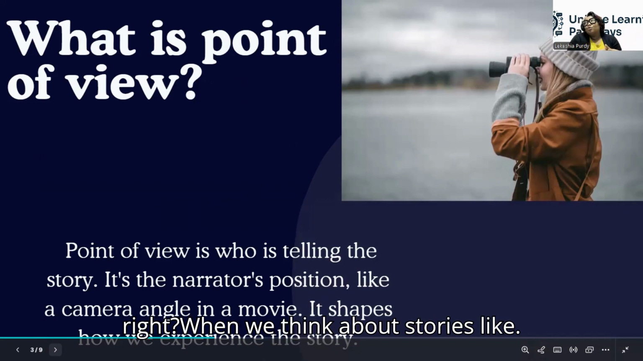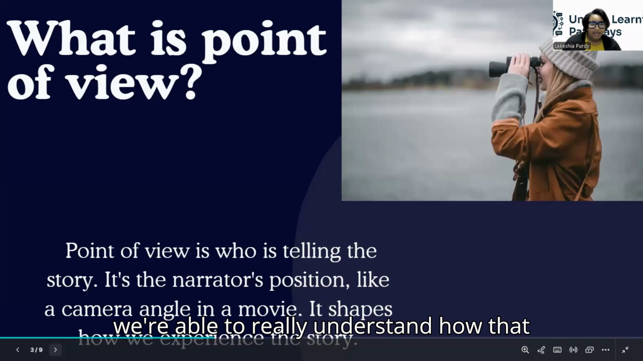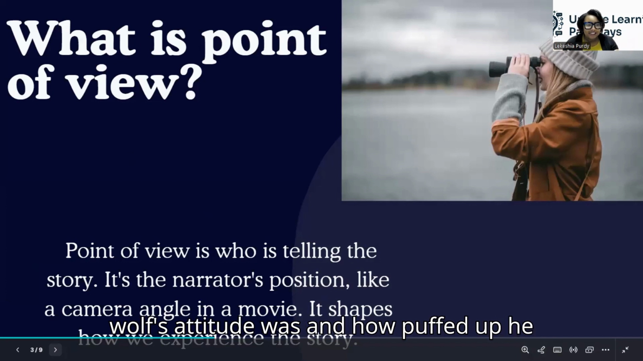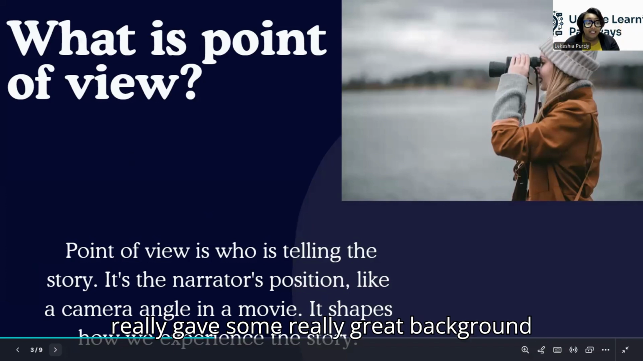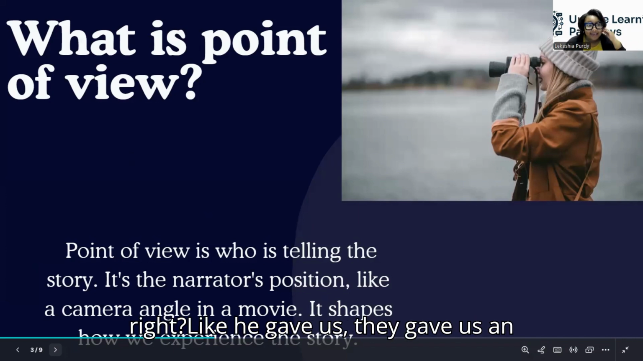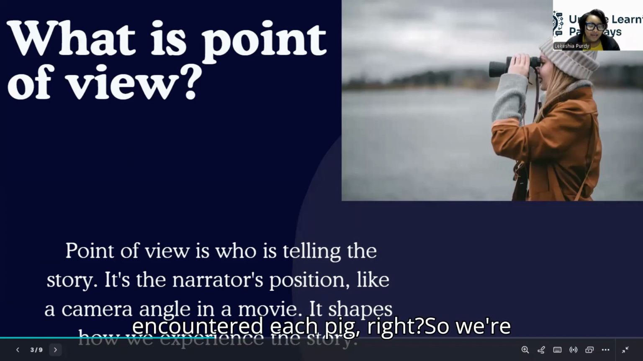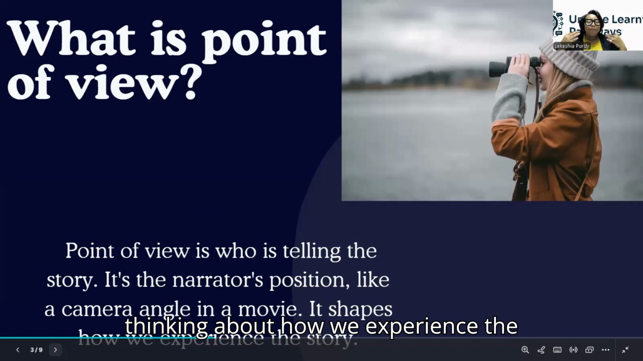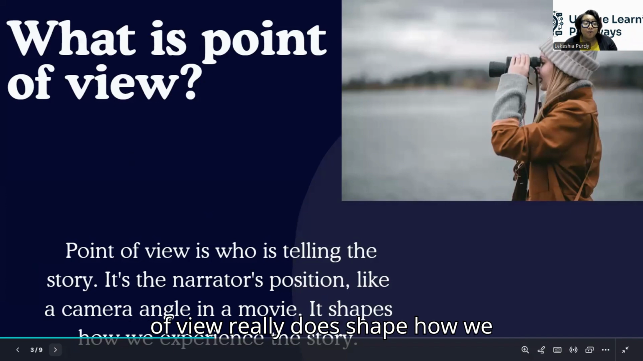When we think about stories like the Three Little Pigs, the reason we're able to really understand the wolf's attitude and how puffed up he was in that story is because the author gave some really great background knowledge on the wolf's personality. They gave us an understanding of how this wolf encountered each pig. So we're thinking about how we experience the story. The author's point of view really does shape how we experience stories.